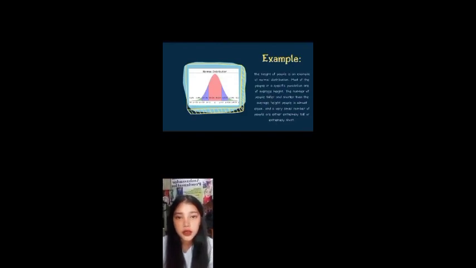Normal distribution, also known as the Gaussian distribution, is a probability distribution that is symmetric about the mean, showing that data near the mean are more frequent in occurrence than data far from the mean. And this is an example of normal distribution. The height of people is an example of the normal distribution. Most of the people in a specific population are of average height. The number of people taller and shorter than the average height is almost equal, and a very small number of people are either extremely tall or extremely short.